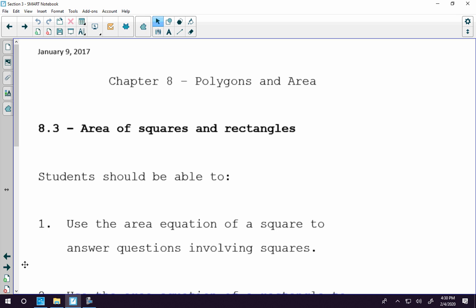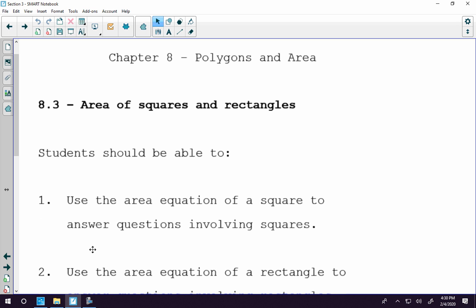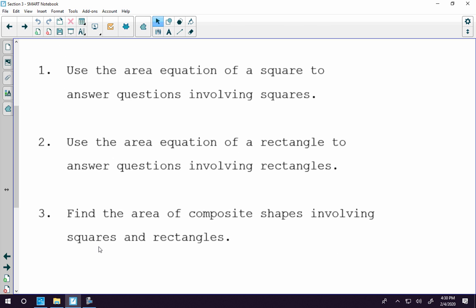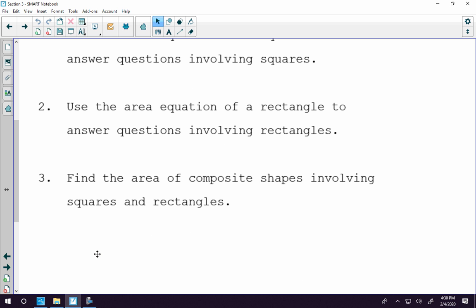Okay, first and foremost, objective 1: we're going to use the area equation of a square to answer questions involving squares. The second objective is to use the area equation of a rectangle to answer questions involving rectangles. And third and finally, find the area of composite shapes involving squares and rectangles.